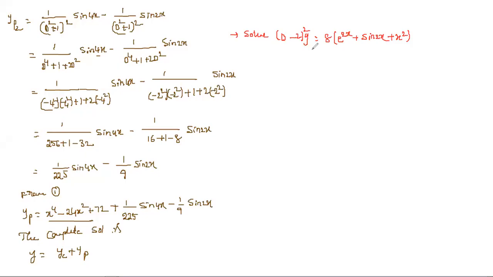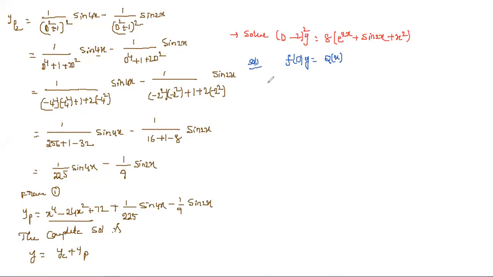So the problem is D minus 2 whole square into y. So let us write the solution for this. The given differential equation is of the form f of D into y is equal to Q of x, and f of D is this one and Q of x is this one.